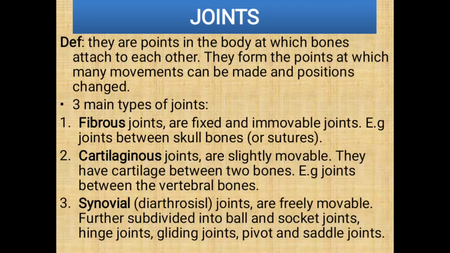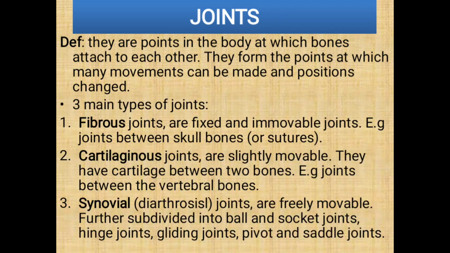So joints, definition ya joints ni points in the body at which bones attach to each other. So ina form points at which the many movements can be made and positions can be changed. So kuna 3 types ya joints. Ya kwanza ni fibrous joints. Fibrous joints iko fixed na immovable.